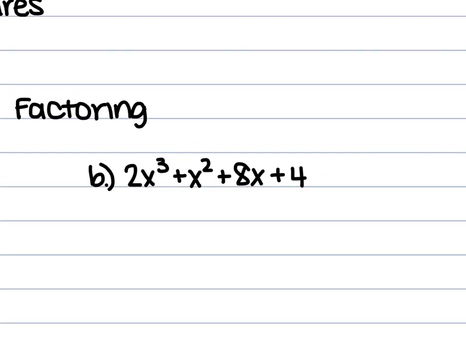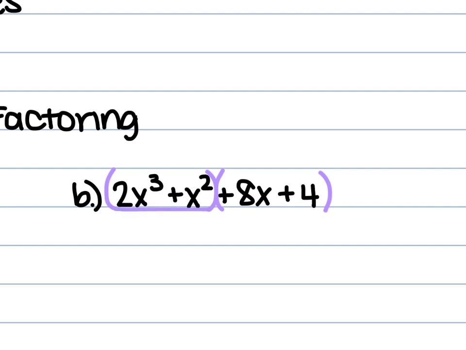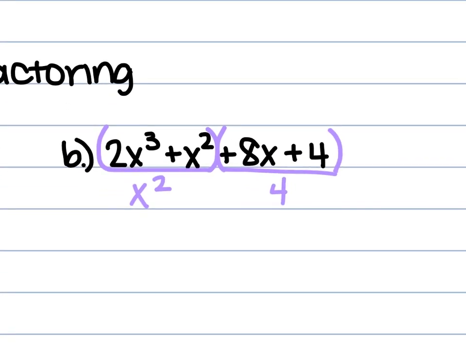For B, we have 2x cubed plus x squared plus 8x plus 4. So we'll put your first set of parentheses around the 2x cubed plus x squared, and your second set of parentheses around the 8x plus 4. So the 2x cubed plus x squared shares a common factor of x squared. The 8x and the 4 share a common factor of 4. So with the 8x plus 4, we're going to divide each of those by 4, and the 2x cubed plus x squared, we're going to divide both of those by x squared.